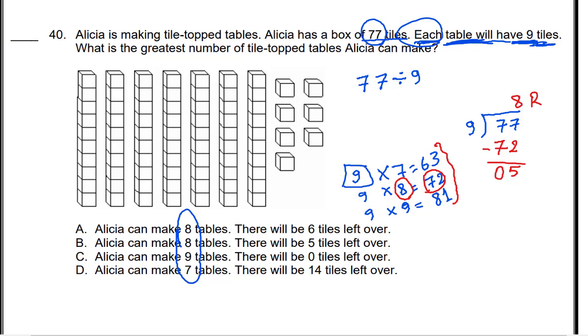Alicia can make 8 tables. There will be 5 tiles left over. Number B. Yes, the letter B is the correct answer. Thank you, my hero. Great work. And do not forget to keep the timetable. Okay, my heroes, any questions? Any problems about question 40?